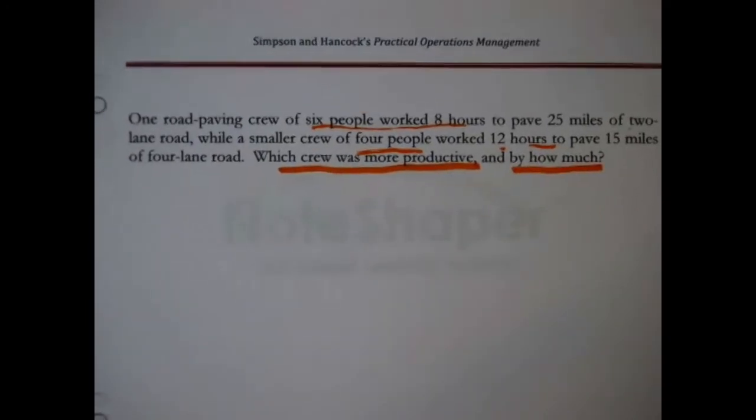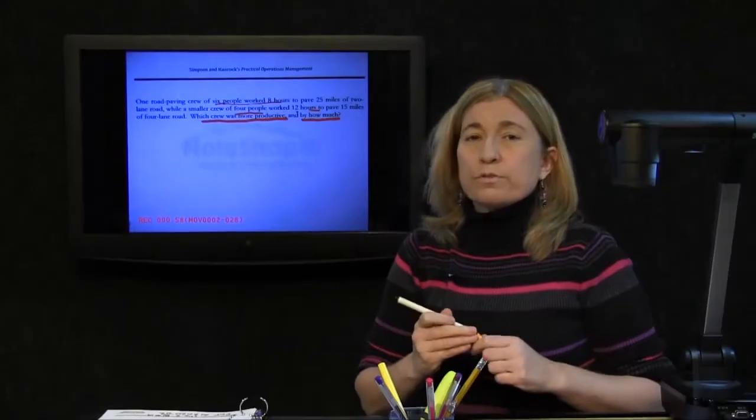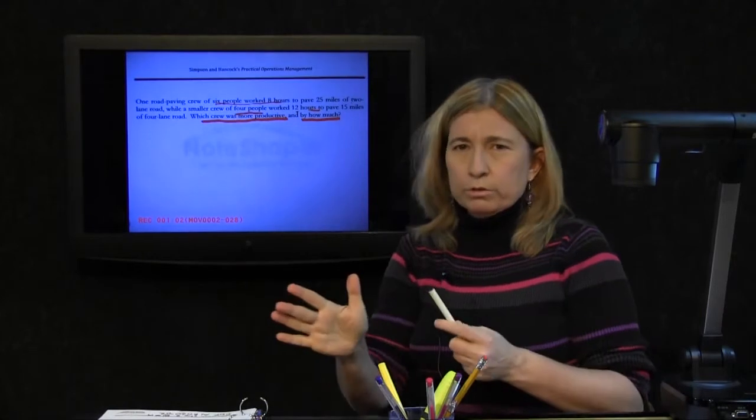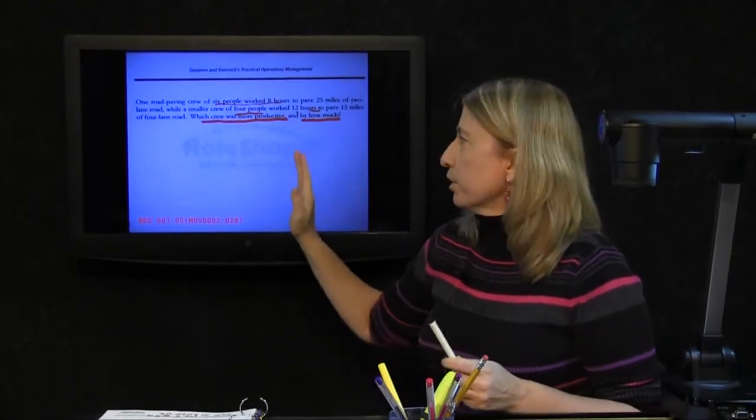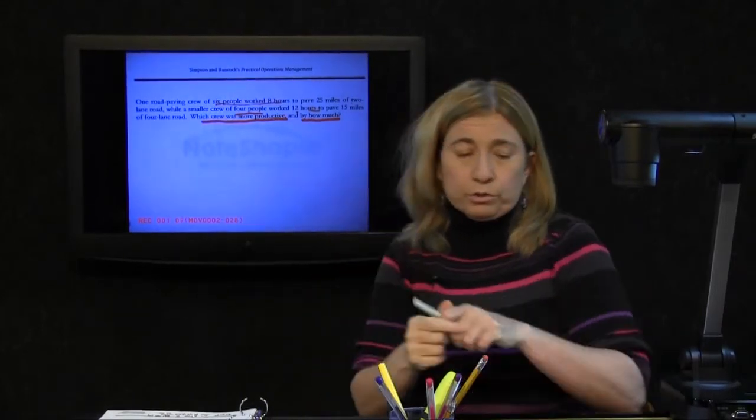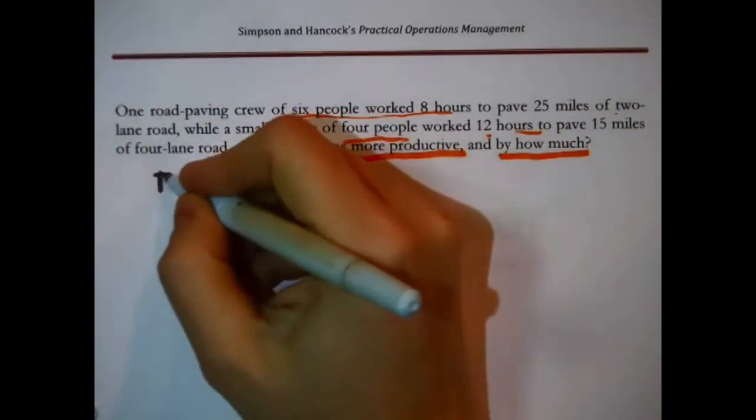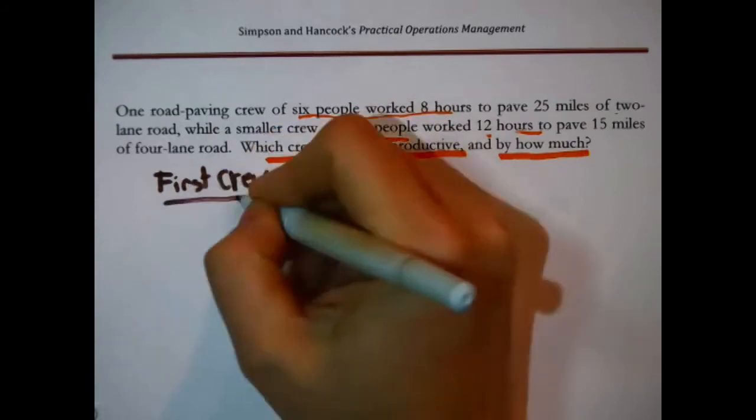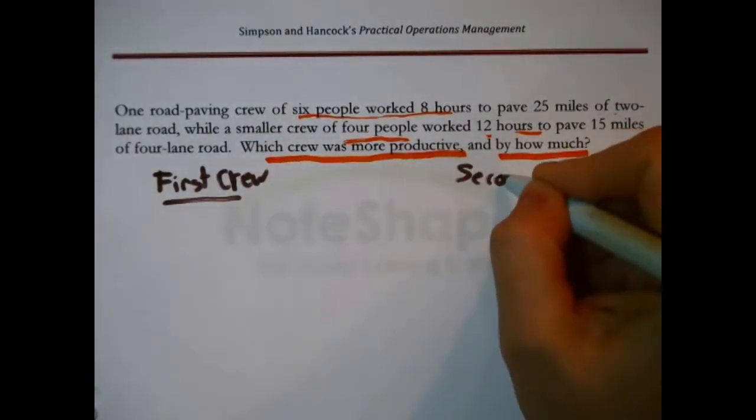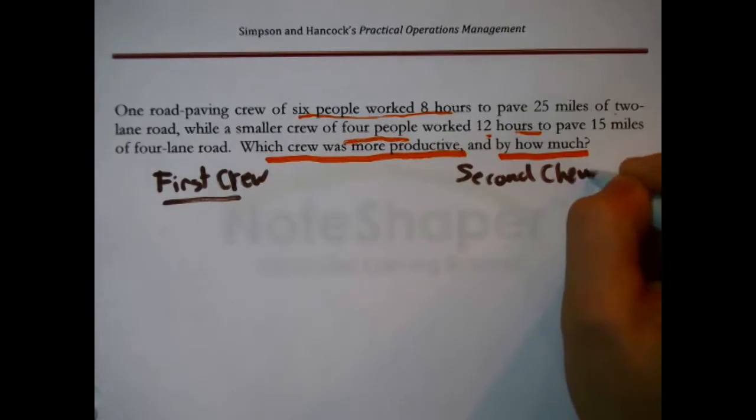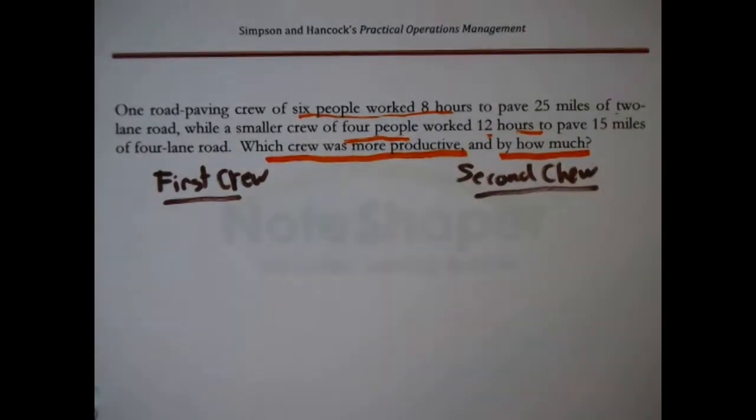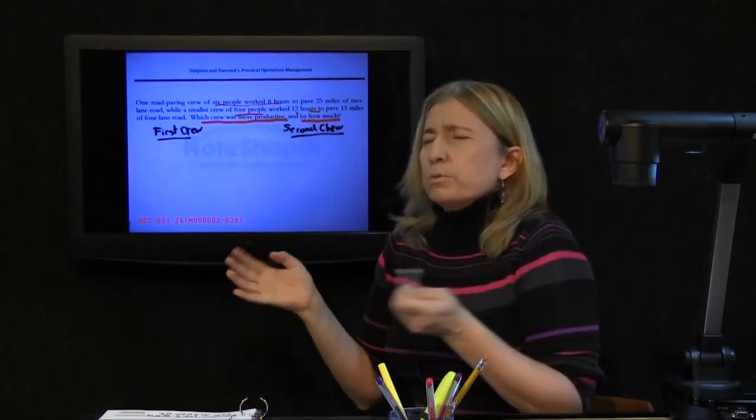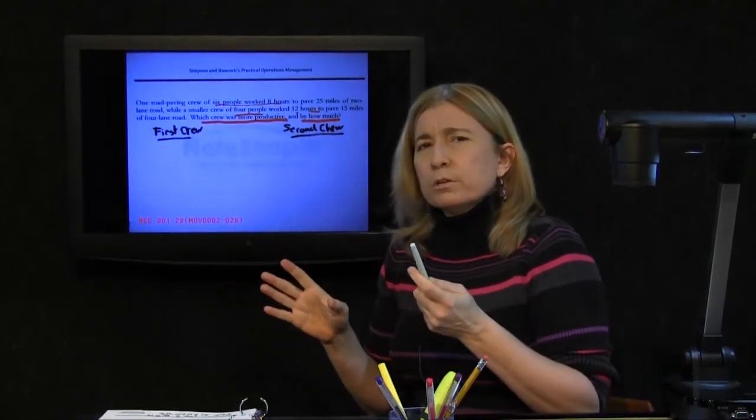All right, now first, let's just back out and look at the words first. Productivity is output over input. Yes, we knew that. For this scenario, first off, notice we have 2 crews. I want to organize this information. First crew versus second crew. Now, productivity is output over input. So in the situation with these 2 crews, what's the output, what's the input?